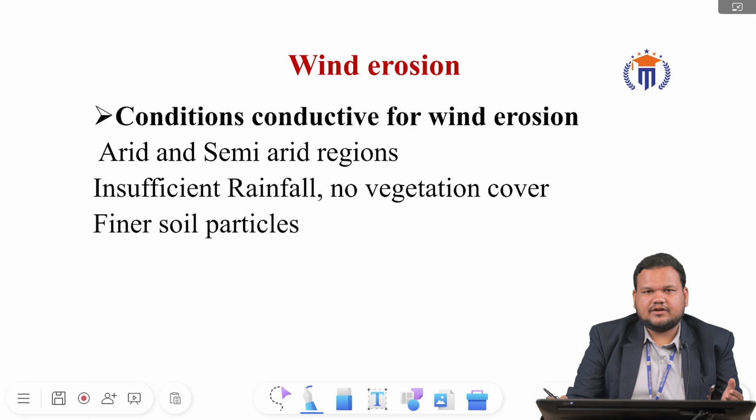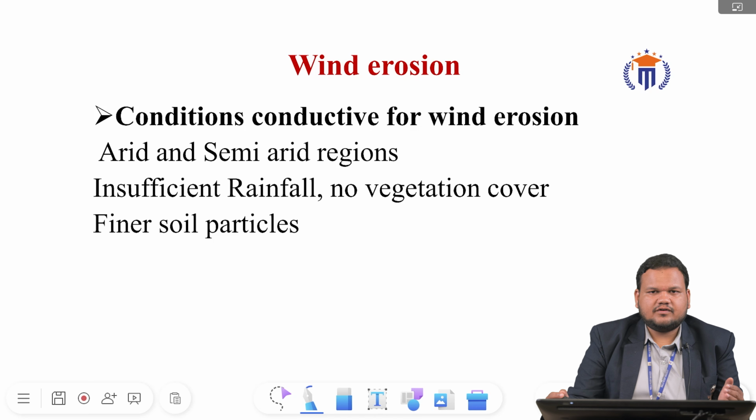Next, coming to wind erosion. What are the conditions that are congenial for wind erosion? Water erosion is formed mostly in humid regions where more rainfall is received, whereas wind erosion is caused mostly in arid and semi-arid regions. Why it happens is, if you mix water with soil, two forces act: the cohesion force and the adhesion force. If more water is present, then very little wind erosion happens, because the cohesive and adhesive forces act within the soil, between the soil and the water.